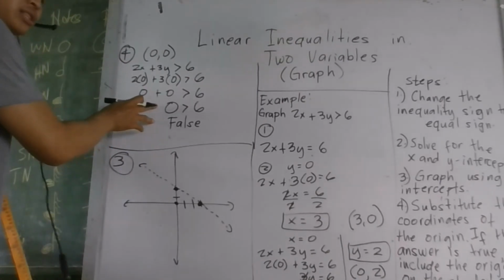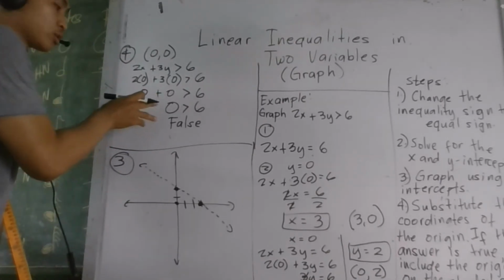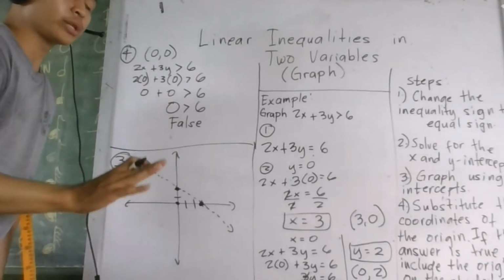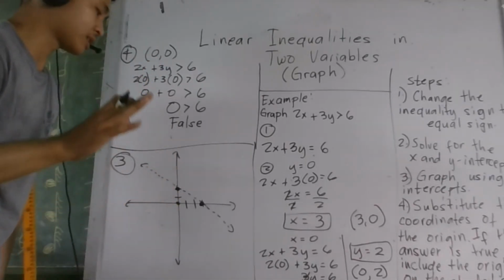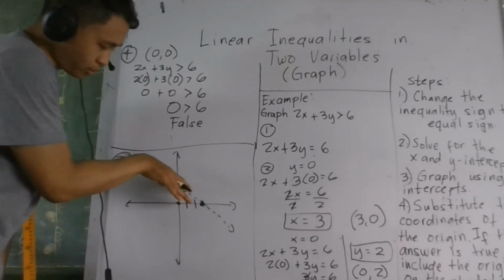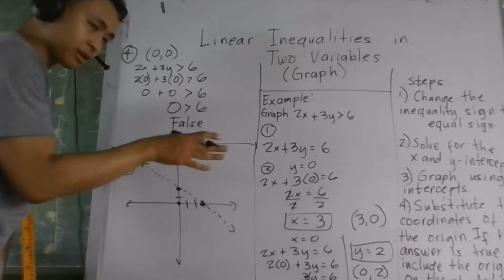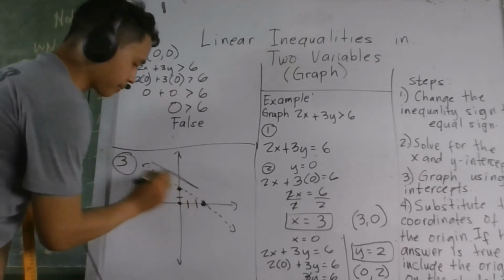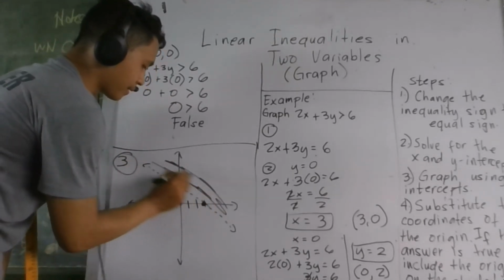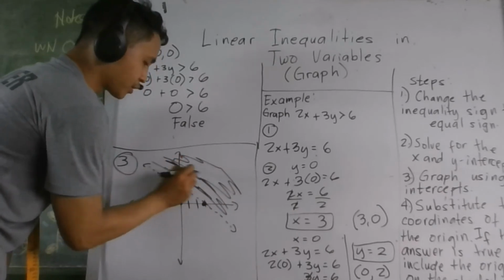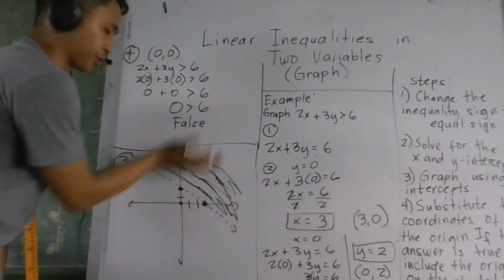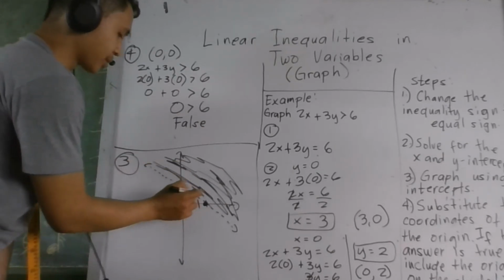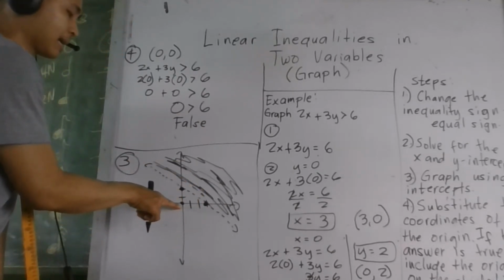So, yung answer natin is true or false? False. So, if false siya, that means hindi dapat mai-include yung origin sa shaded part. So, nandito yung origin sa baba. So, therefore, where are we going to shade the graph? It's right here. Okay? The shaded part should be on the upper part of the line. Kuha? So, therefore, hindi included ang origin.